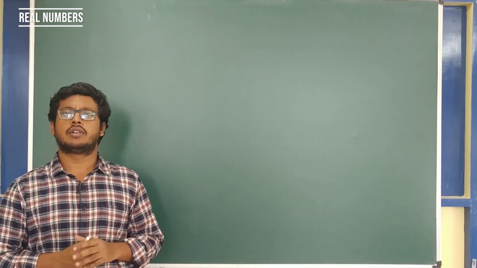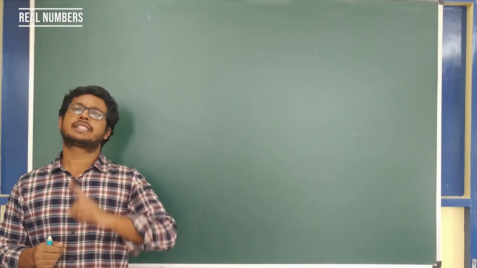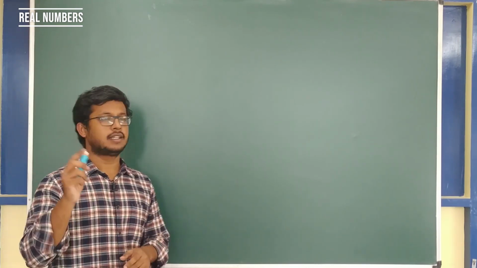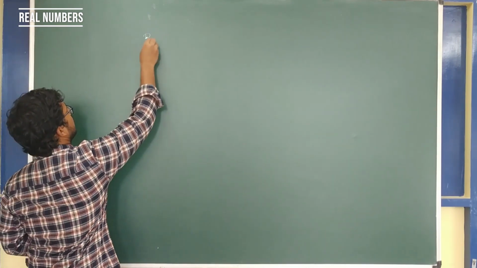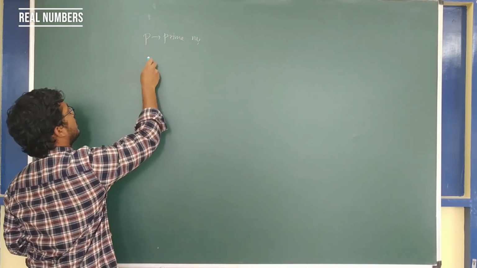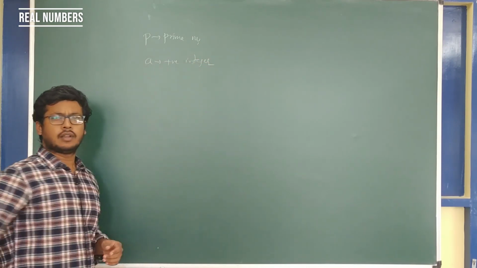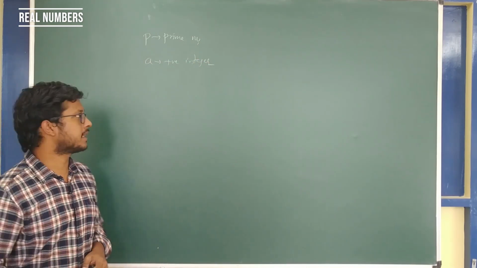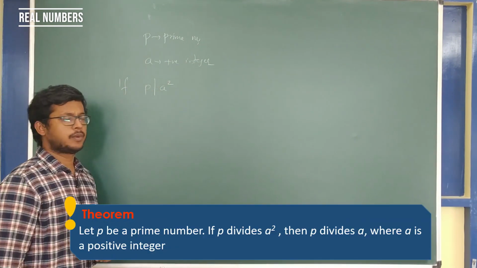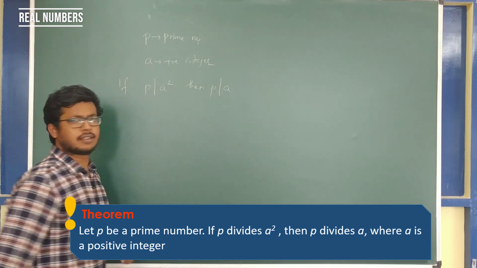Before going to prove that it is not in the form of p by q, we will study another important theorem. The theorem states like this. Let p be some prime number, and a be some positive integer. If p divides a square, then p also divides a. Very interesting.